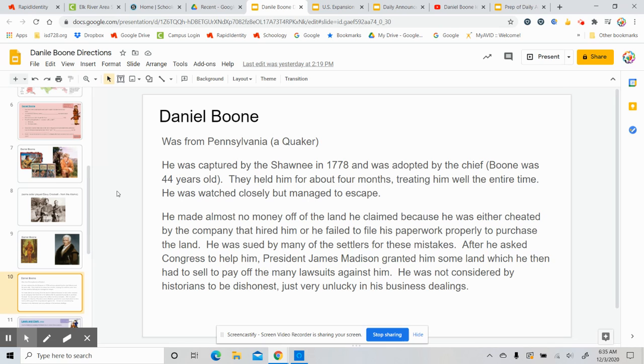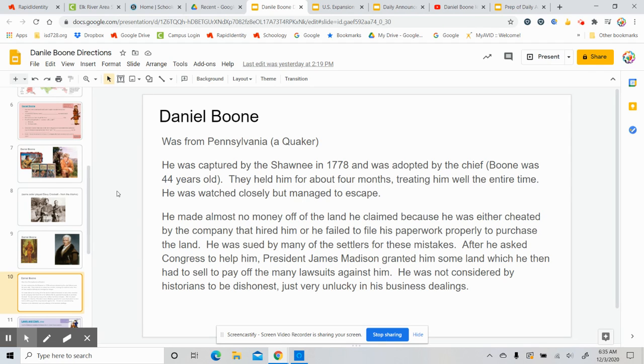And so he was working there for about 4 months. He says they really did not mistreat him at all. They just didn't want him to leave. So they watched him really closely, but he did escape after 4 months and went back to the people he was exploring with in Kentucky there.